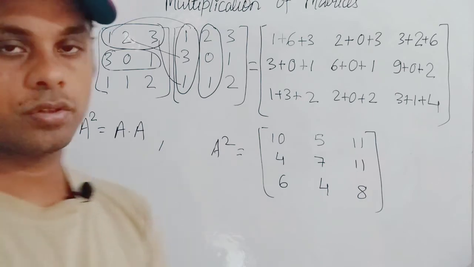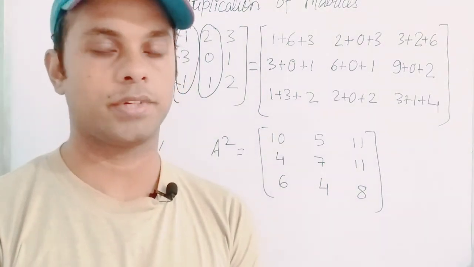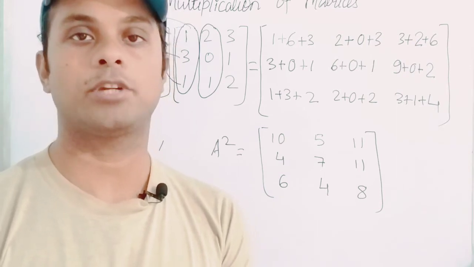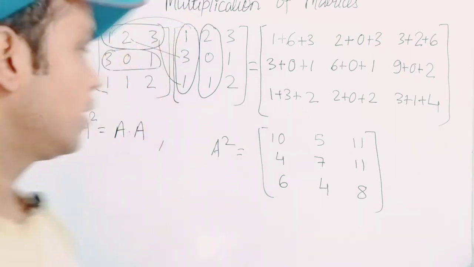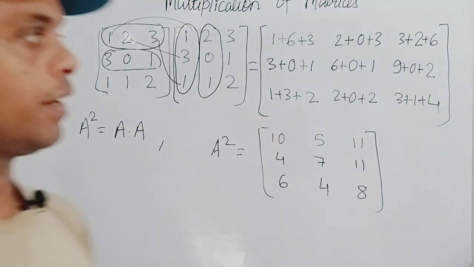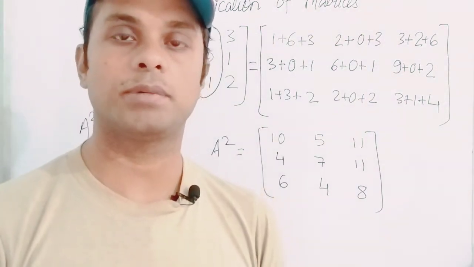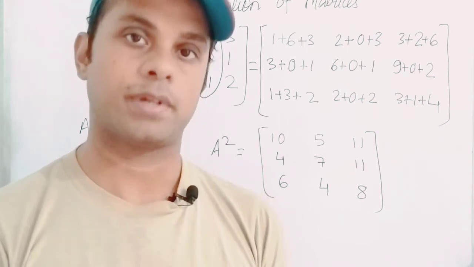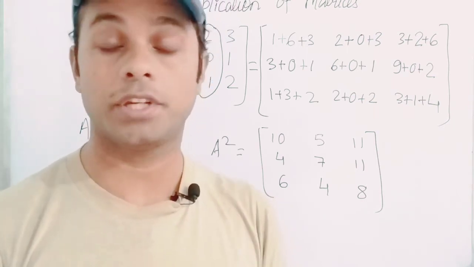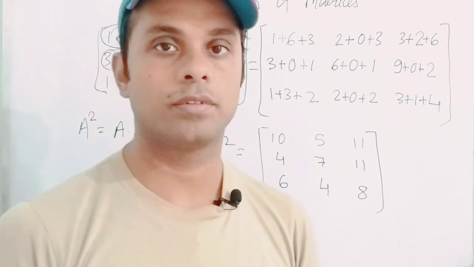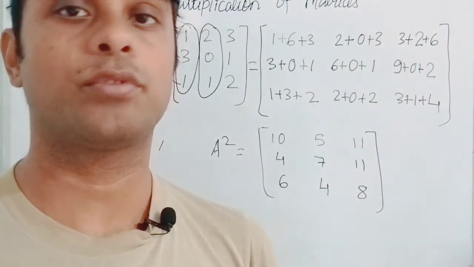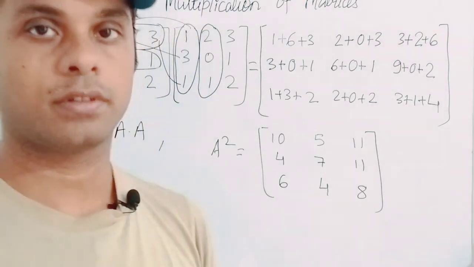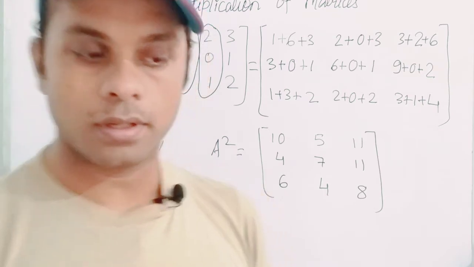Okay, so I'm sure it's very clear to you how to find out A square of a matrix. Multiply the same matrix with itself like this. Mostly we are given the multiplication of square matrices. Multiplication of square matrices is very useful, and you will get frequent questions on the multiplication of square matrices. Okay friends.